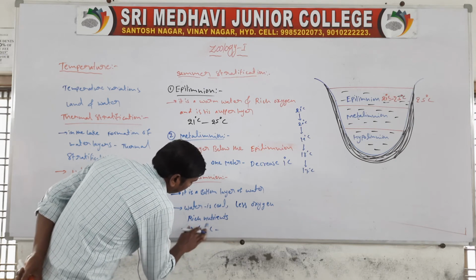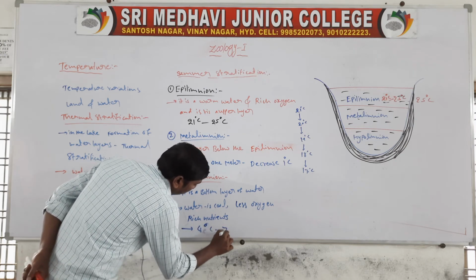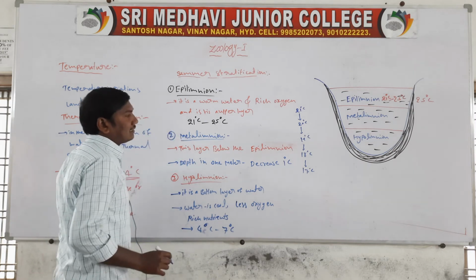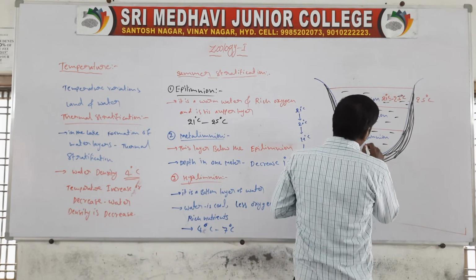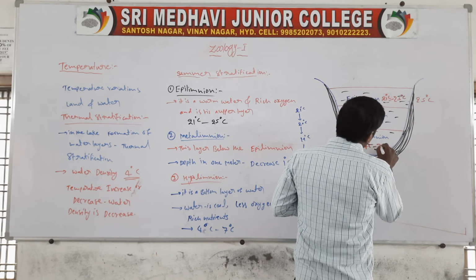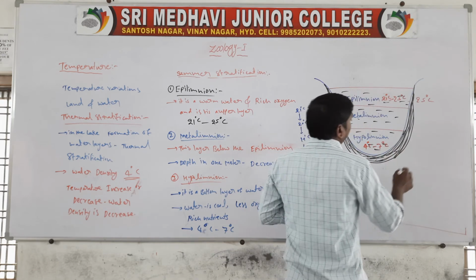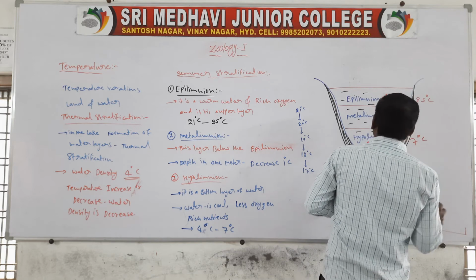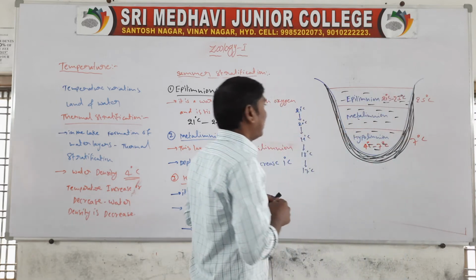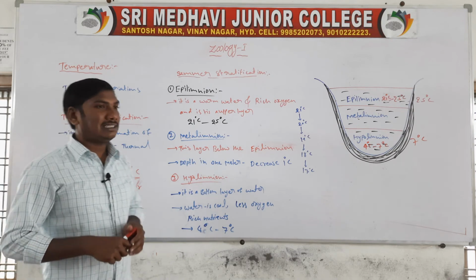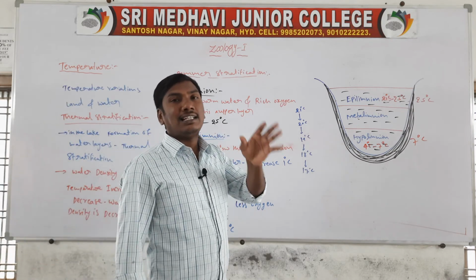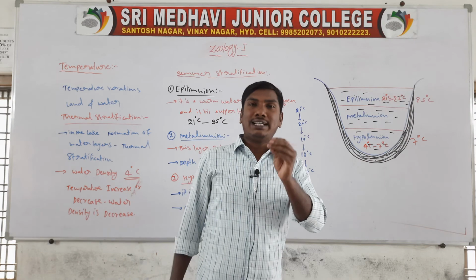The temperature is 4 degrees centigrade to 7 degrees centigrade. So, that is summer stratification. Summer stratification means that in the summer time, the lake water contains layers. So, they are called summer stratification.